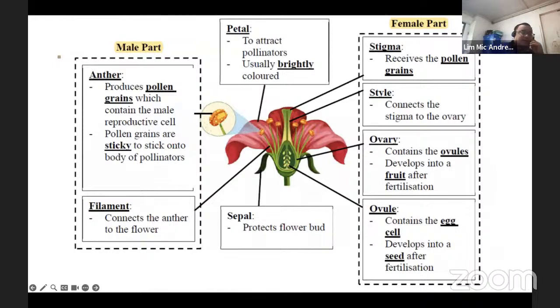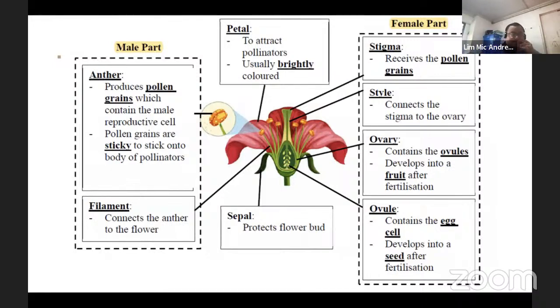Today we focus on plants. So we look at this plant now, right? There is a male part and a female part in the plant life cycle. The male part of the plant is the anther and filament, whereby the pollen grains, which contain the male reproductive cells, are inside the anther. This pollen grain will stick to the body of a pollinator like a bee or butterfly, which will fly to another flower, and that's how the entire process begins. Then, of course, when we have male parts, we have female parts as well, like the stigma, style, ovary, and ovules.